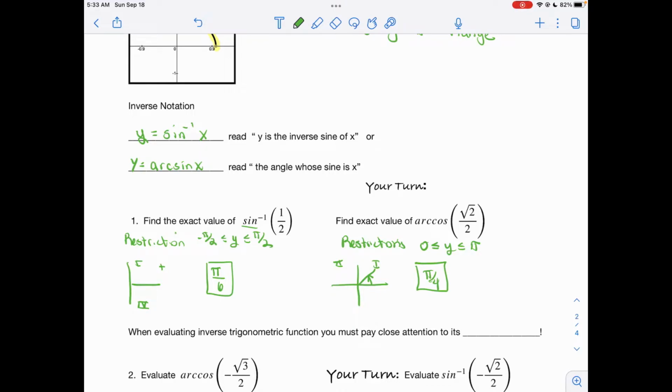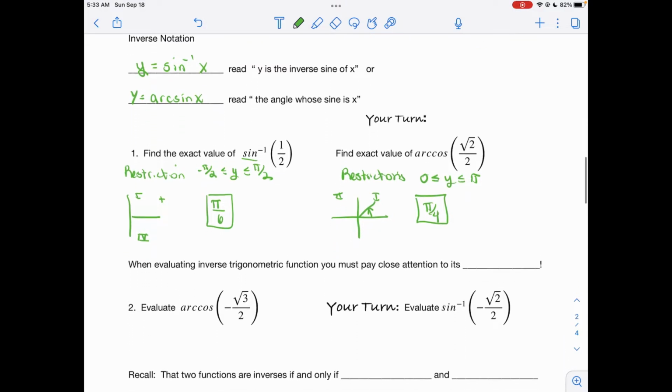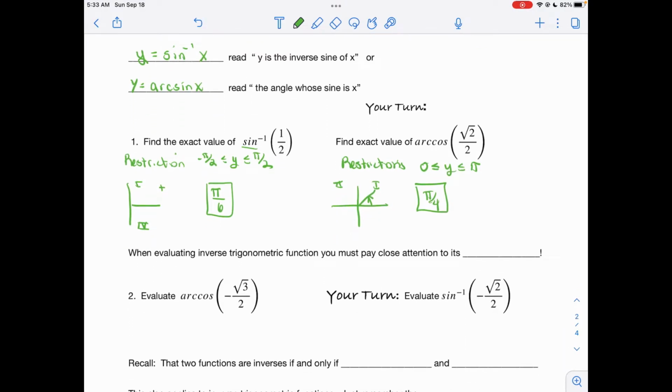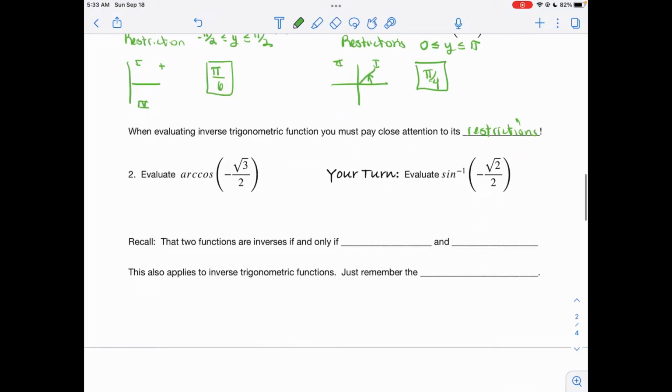That's your answer. So when you're evaluating inverse trigonometric functions, you must pay very, very close attention to your restrictions. These are key. Do not forget your restrictions. So here's an example where it starts making it important that you recognize restrictions. So I know that cosine's restrictions are between 0 and pi. So that means my answer has to be in either quadrant 1 or quadrant 2.